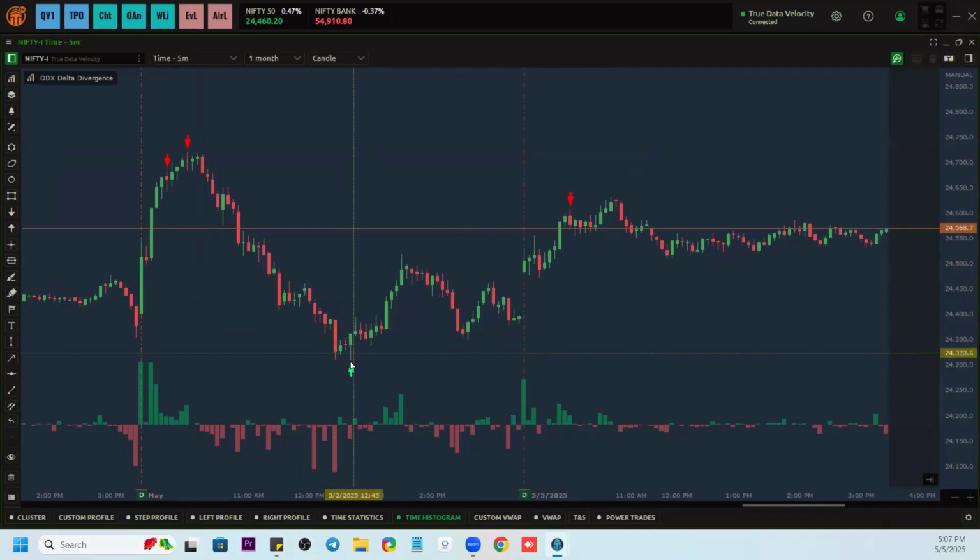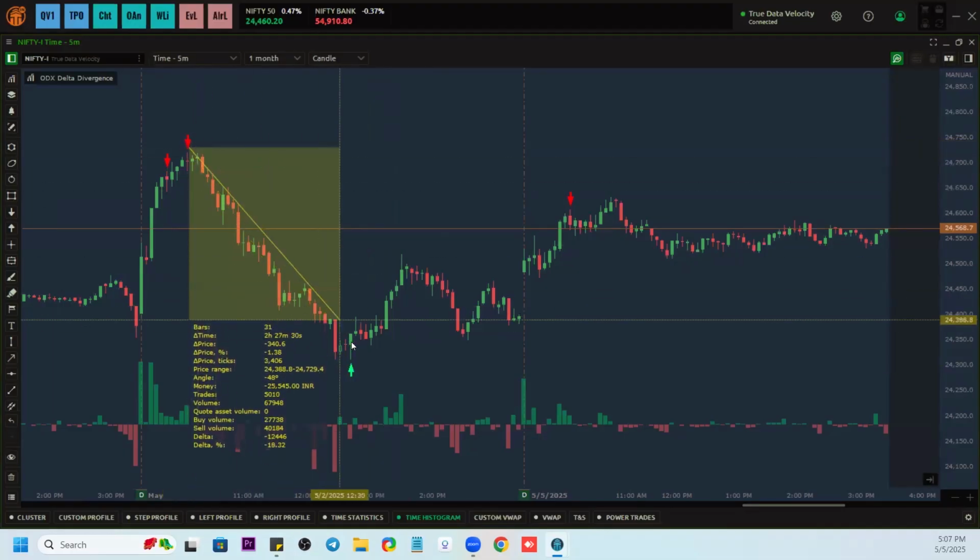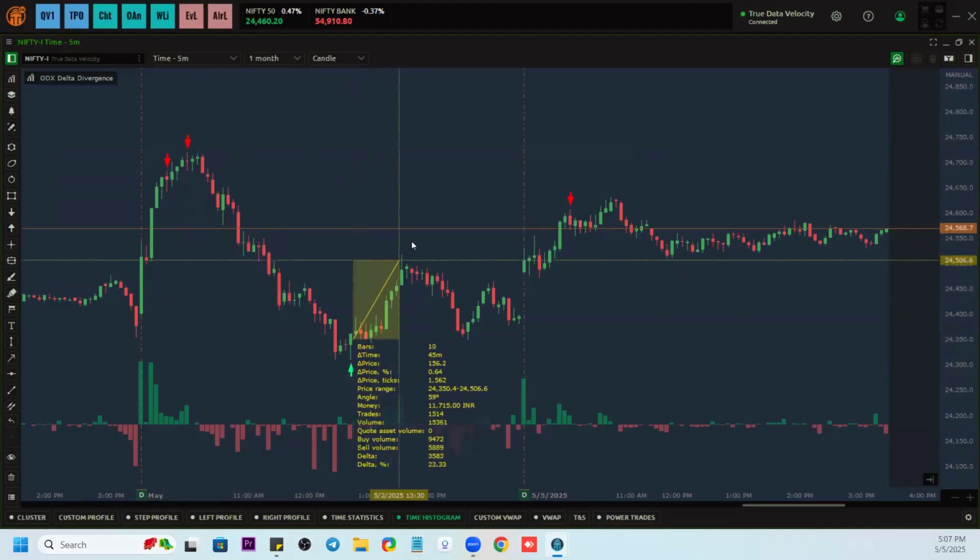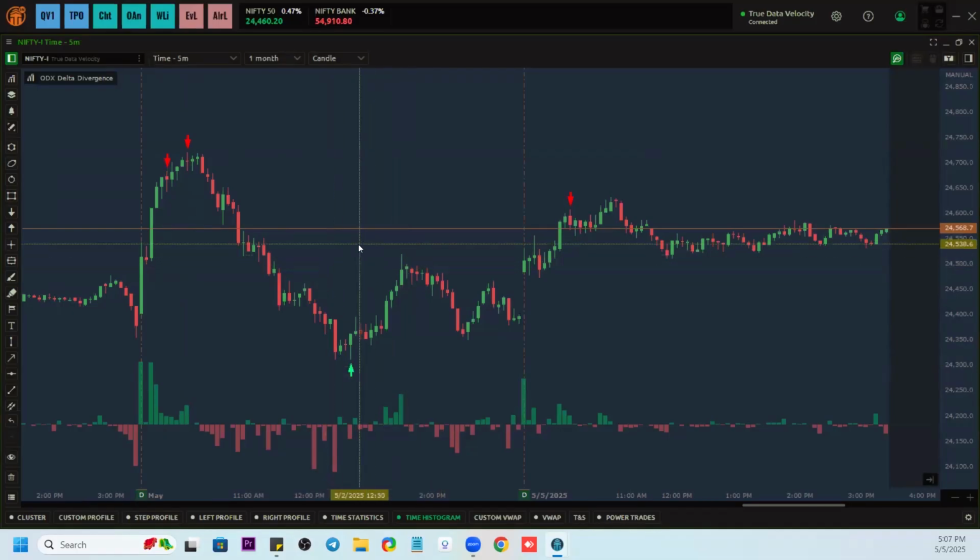Wherever there is a divergence, it highlights it, and this is not all divergences which are there. There are some conditions based on which it highlights. You can see that it highlighted here, and then the market reversed from here. It highlighted here, and the market reversed from here. It can be used in multiple ways: you can add the ODX profiles, you can add the imbalances, and you can also check different kinds of divergences based on either the delta or the volume.